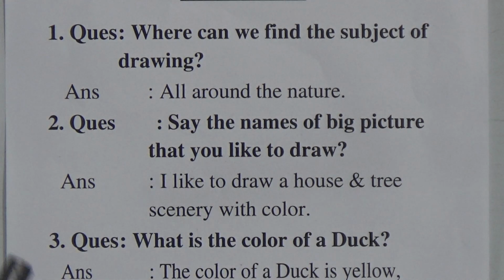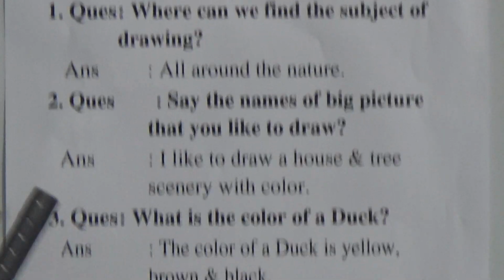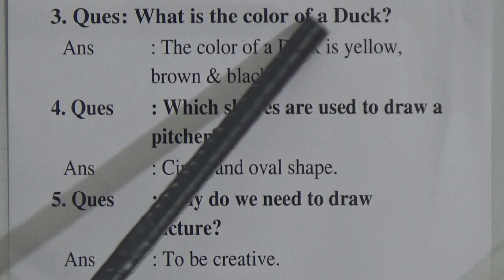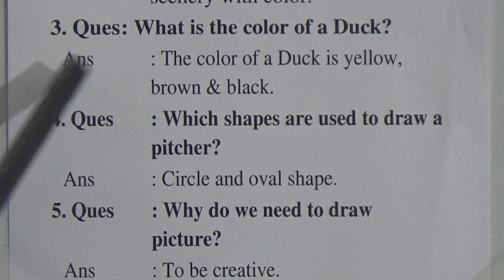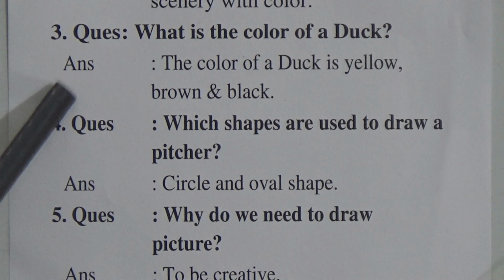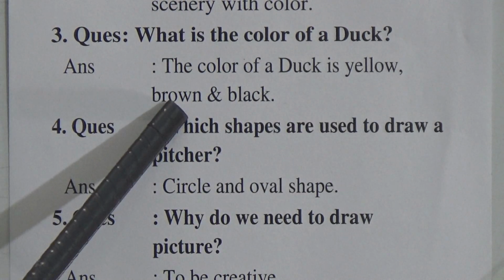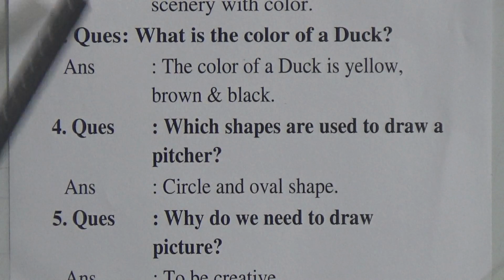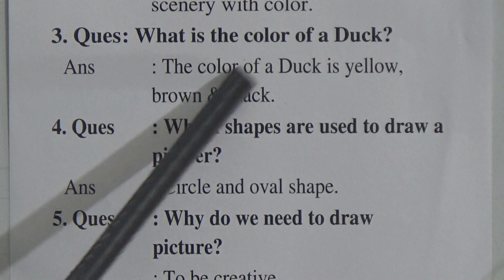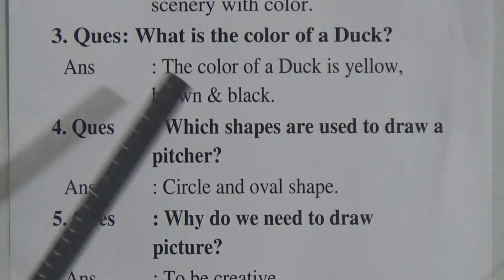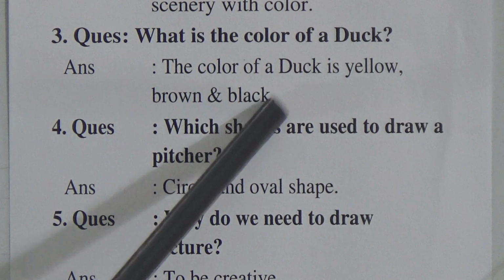Question number 3. What is the color of a duck? Dear student, say with me. The color of a duck is yellow, brown and black. Again say with me. The color of a duck is yellow, brown and black.